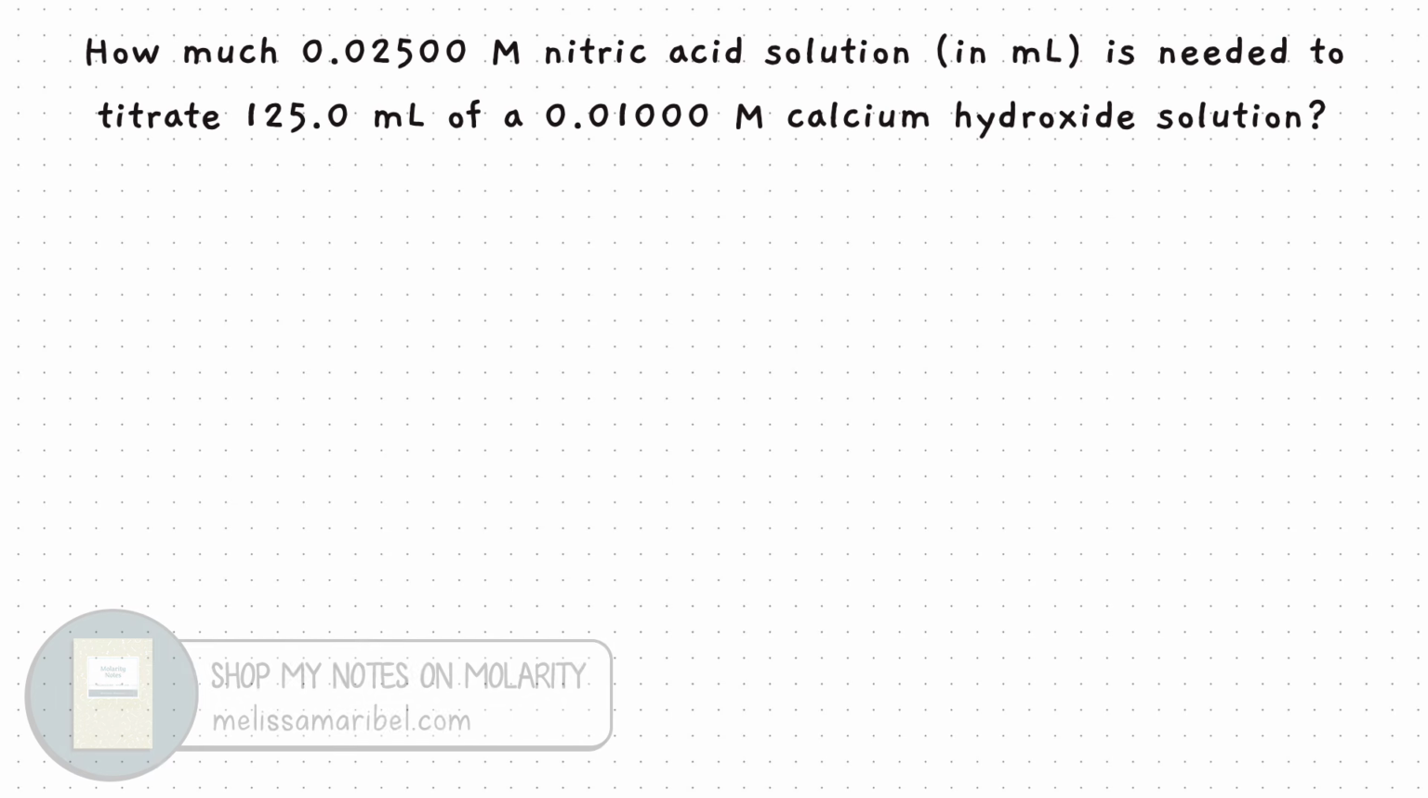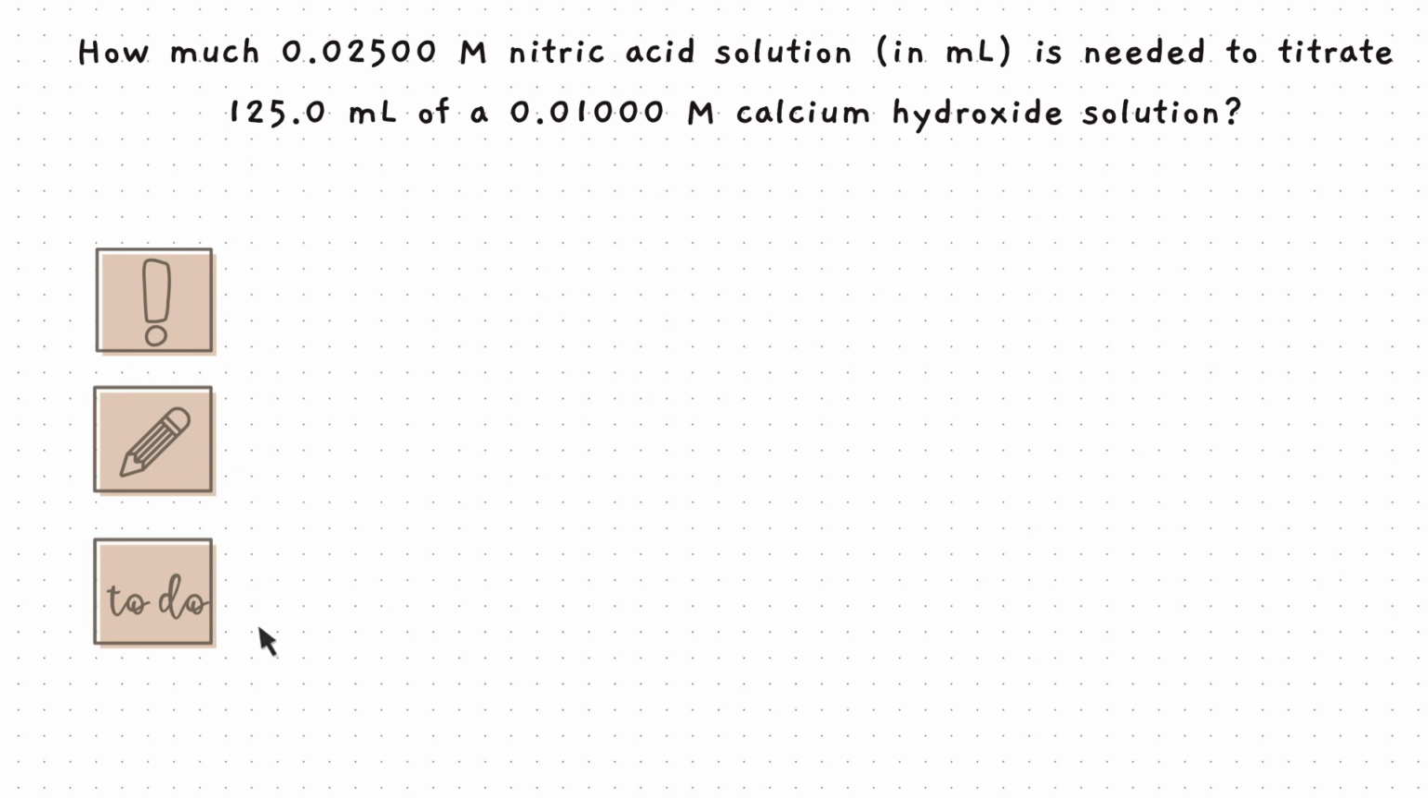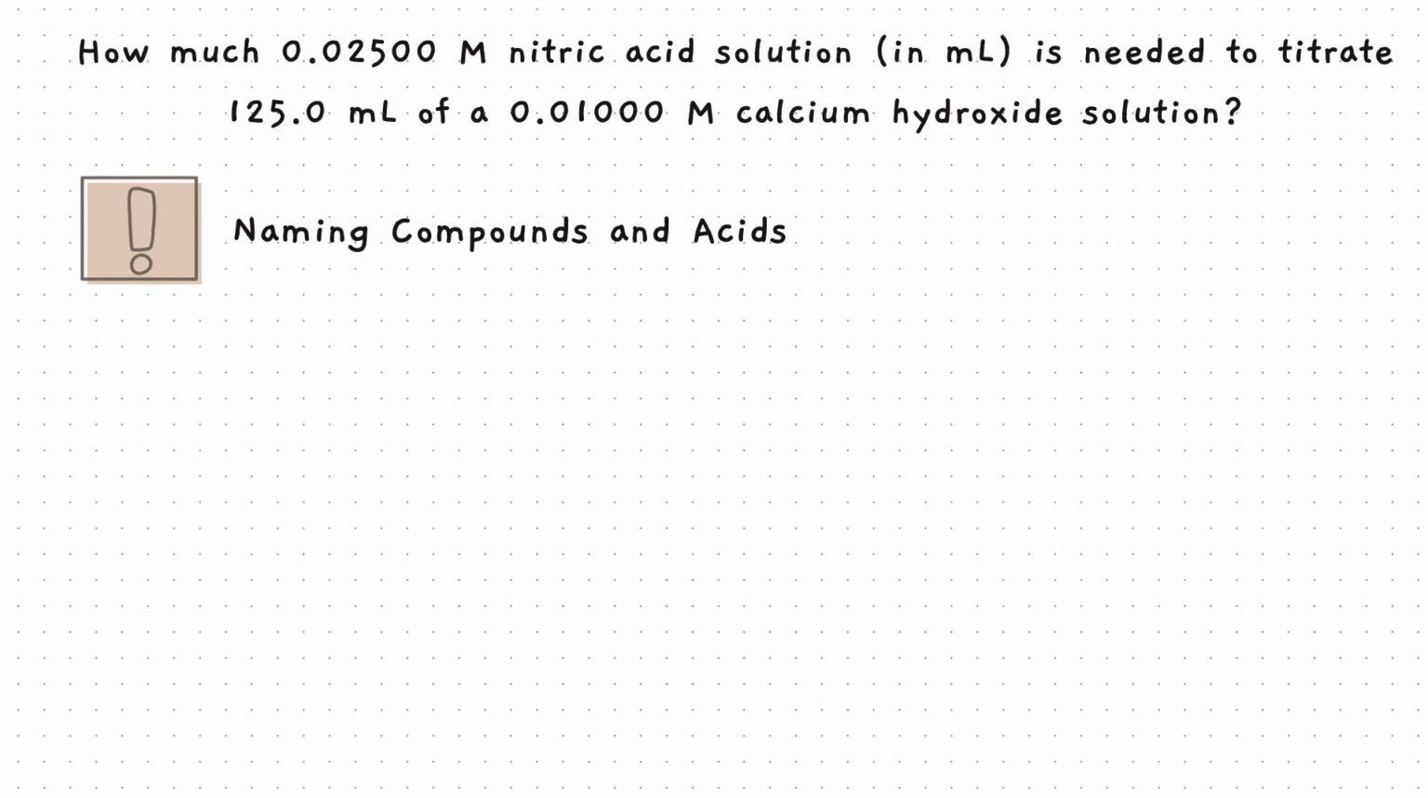solution? To answer this question, there are 3 things we need to review: naming compounds and acids, writing the balanced chemical equation, and we'll review the conversion factors needed to plan the overall setup for a molarity question. We'll start with naming compounds and acids. We need to figure out the chemical formulas for calcium hydroxide and nitric acid.